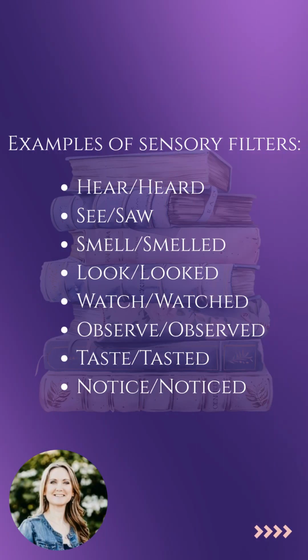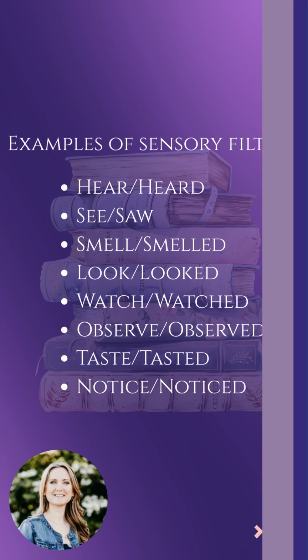Here are some examples of commonly used sensory filters. These are words that tell us what sense the character is using to experience things that are happening. The reader doesn't need to read that the character is smelling something before finding out what it is that they're smelling. Just tell us what the scent is. It's obvious that they're smelling it based on the context.